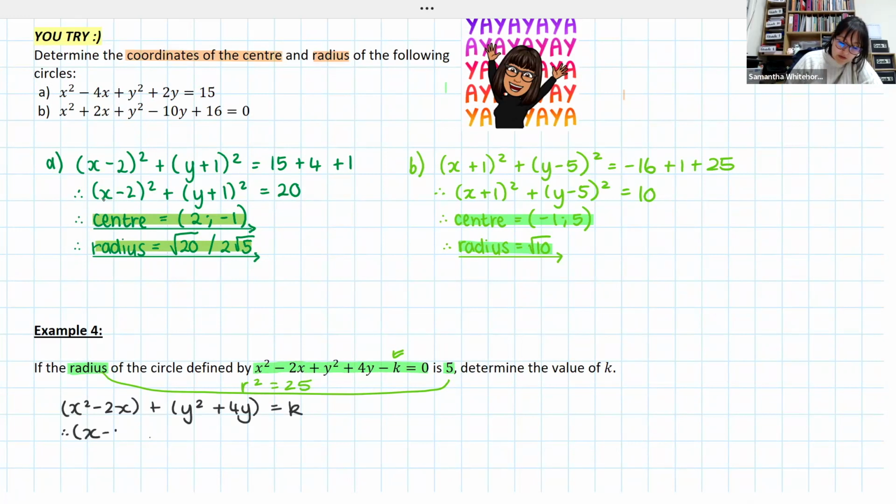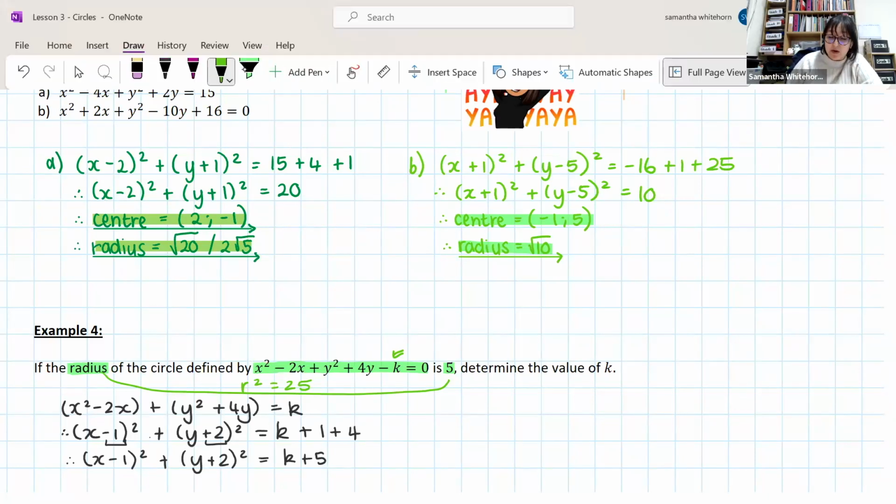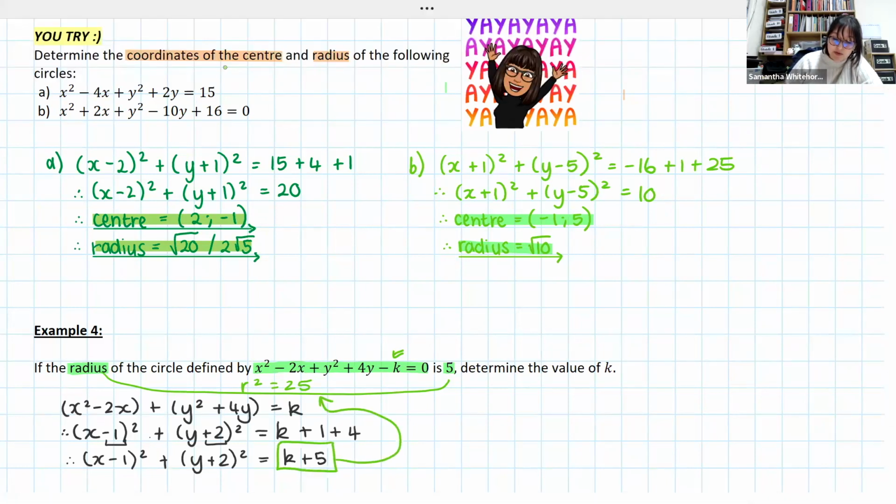We now have x minus 1 squared plus y plus 2 squared equals k. And remember, now we add on to the right-hand side what we added on the left. So I added a 1 squared, which is just 1, and I added a 2 squared, which is 4. So I've got x minus 1 squared plus y plus 2 squared is equal to k plus 5. Now, what you need to remember is that in this center radius form of my equation, this k plus 5 represents r squared.